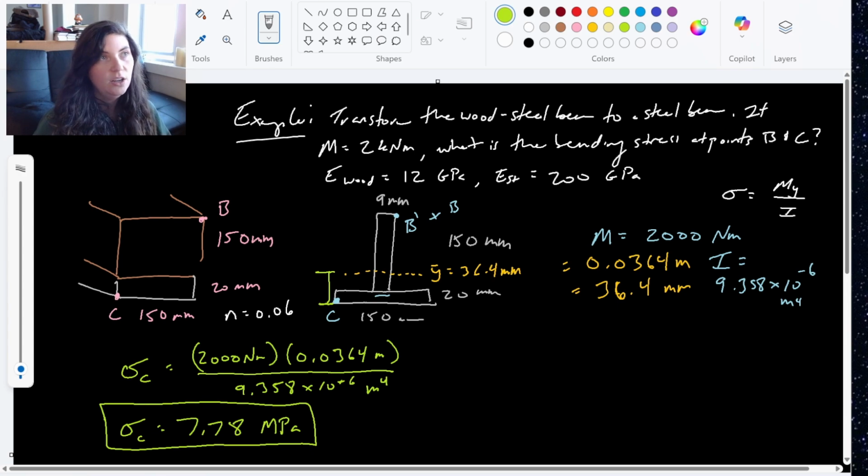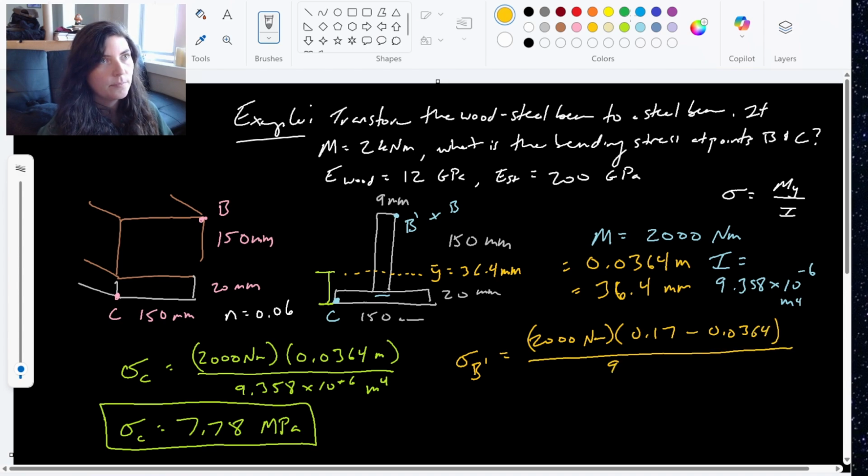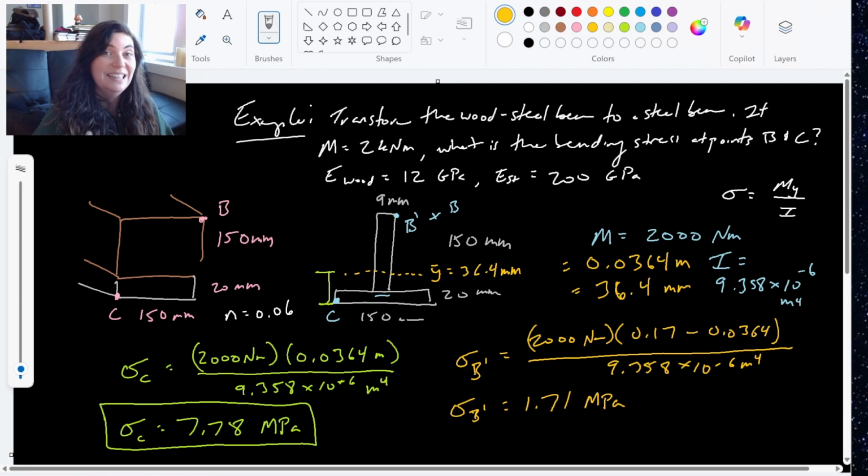For our bending stress at point B, we're going to do the same thing, but there's one extra step. At B, really what we're finding is the bending stress at B prime, the transformed steel bending stress. So again, it's that 2,000 newton meters times the distance from B prime to the centroid. That overall distance is 0.17, and then we subtract out the centroid. We'll put that into our calculator, over that moment of inertia.